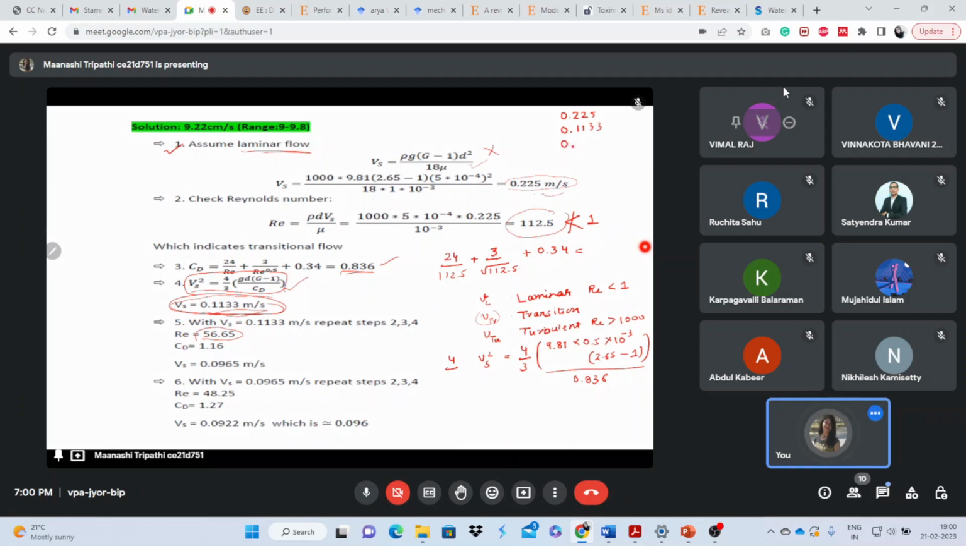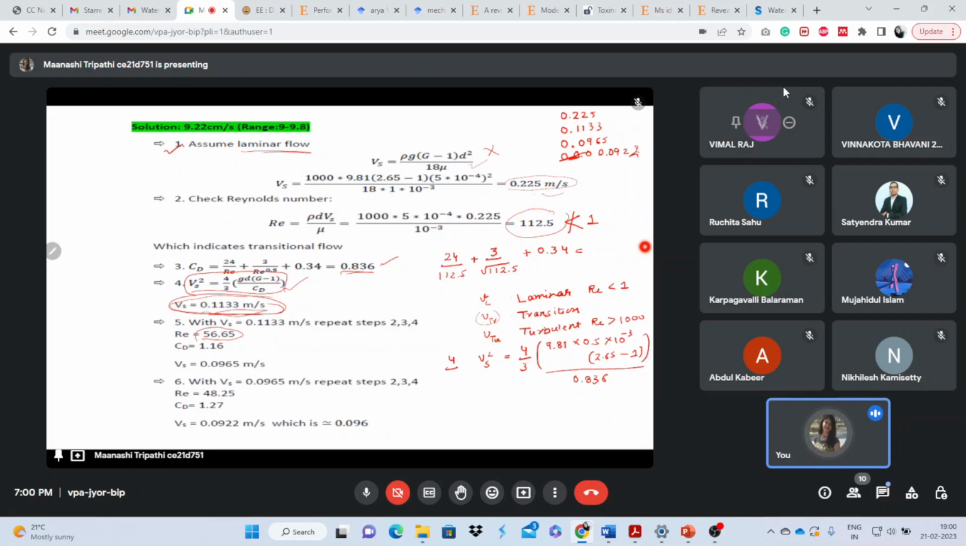Third Vs was 0.0965, and the fourth Vs was 0.0922. So when will this question be over?